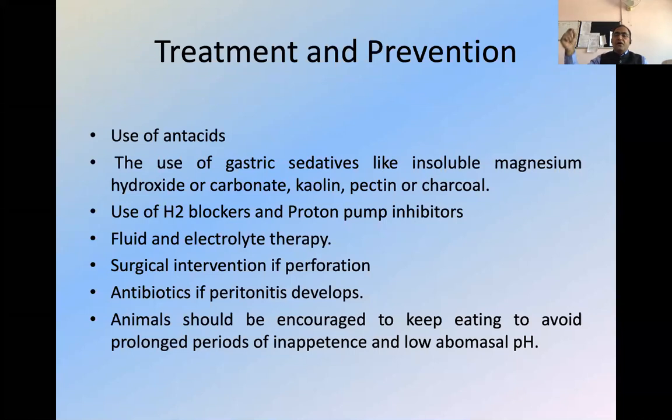Or sometimes we go for pantoprazole or omeprazole, similar types, to decrease the secretion of acid from that region. We use either an H2 blocker or a proton pump inhibitor. These are the medications we generally use systemically, through injection.